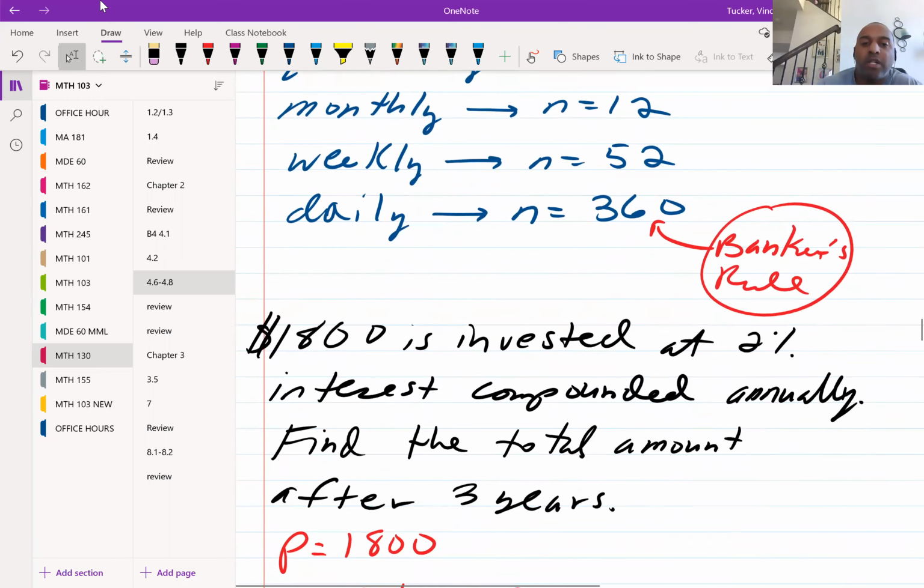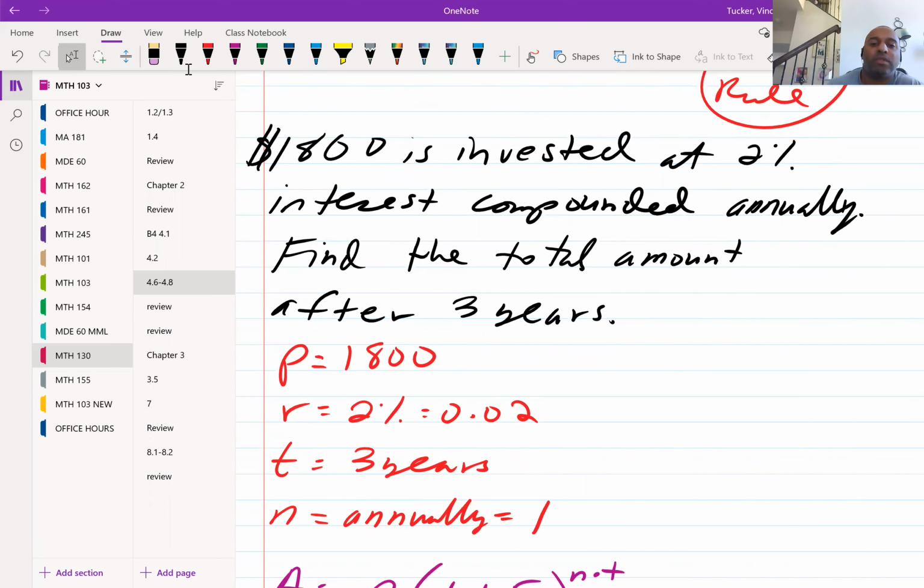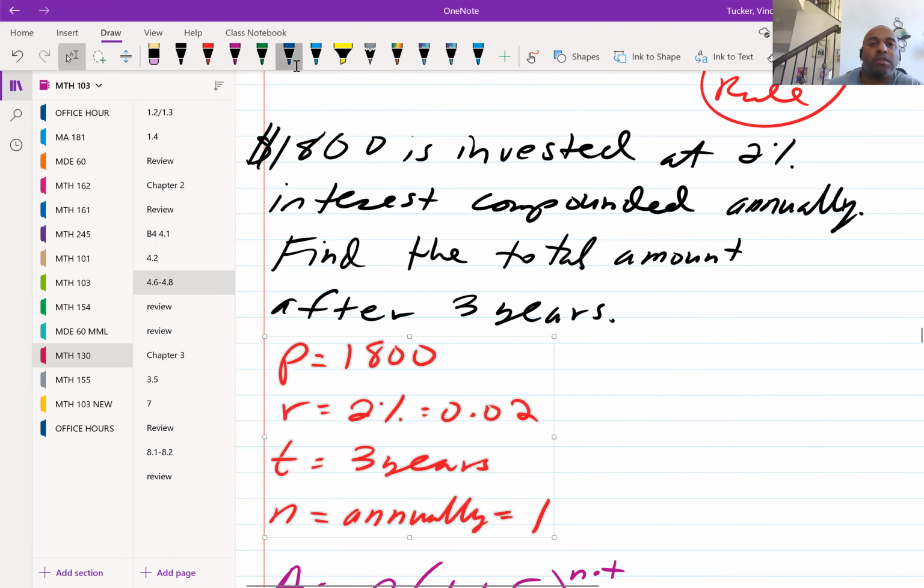All right. So once again, extract the information that they give you. So P is 1,800. Your rate is 2%, so that's 0.02. Years, it's going to be 3. And then it says compounded annually, so that means n is equal to 1.